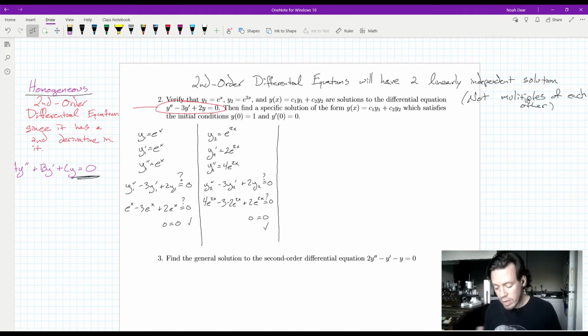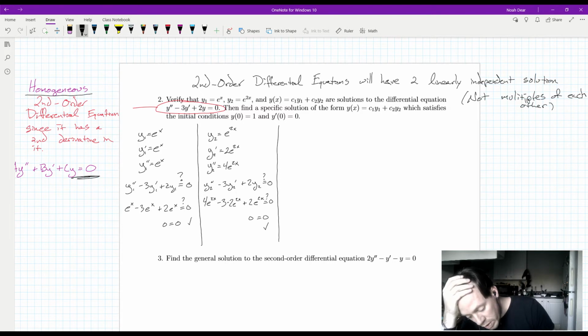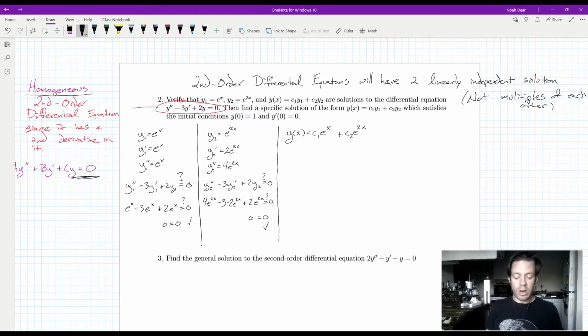We're noting here that this second order differential equation does in fact have two distinct solutions, e to the x and e to the 2x. We're then going to look at linear combinations of these two solutions. So y of x equals c1 e to the x, that's y1, plus c2 e to the 2x. And we want to see that this linear combination is also going to be a solution. And this is not just one linear combination, this is all of the linear combinations combined with the c1 and c2.